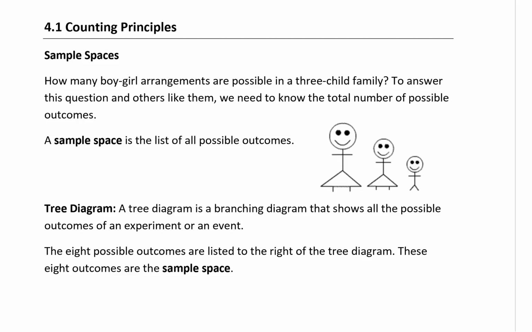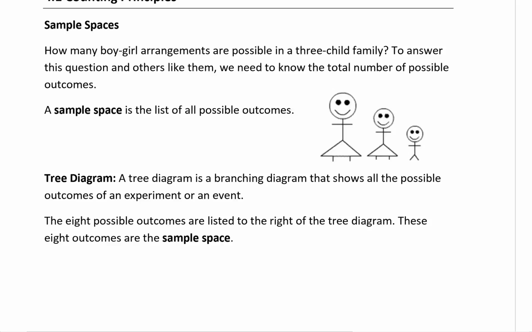It says how many boy-girl arrangements are possible in a 3-child family. Now to answer a question like this and others like them, we need to know the total number of possible outcomes. We can find the sample space, which is the list of all possible outcomes, using a tree diagram or using a chart. Let's look at the tree diagram first.